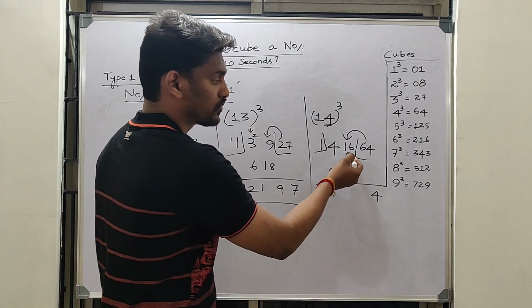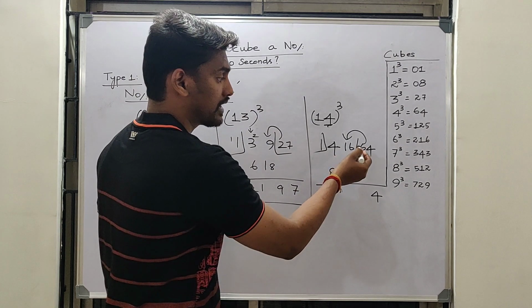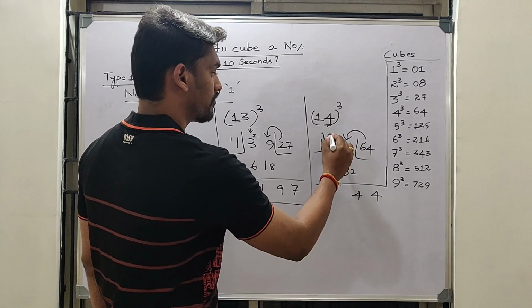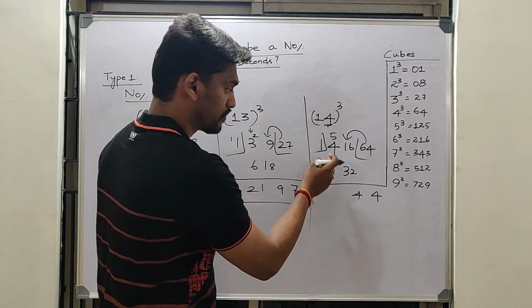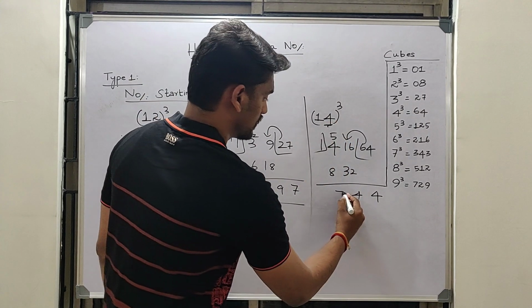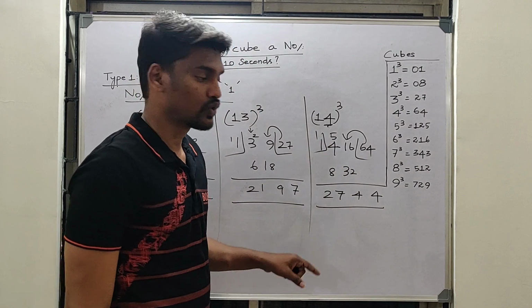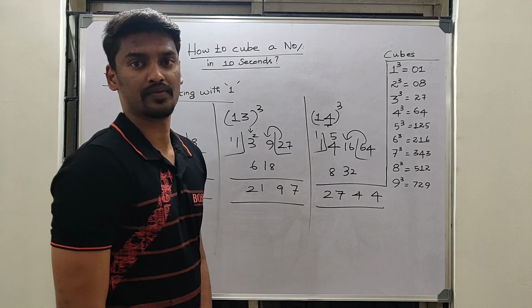So we know that 32 plus 16 it is 48. 48 plus 6 it is 54. But we have to write only 4. So the remainder 5 will be carried over here. So 8 plus 4 12. 12 plus 5 17. 7 here and 1 here. So the answer for 14 cube is 2744.